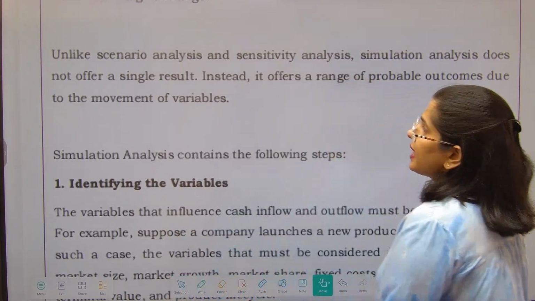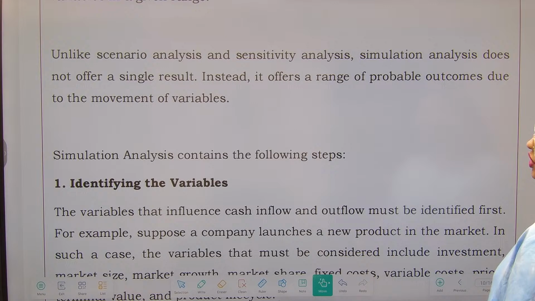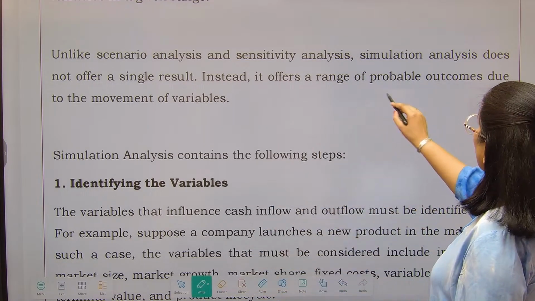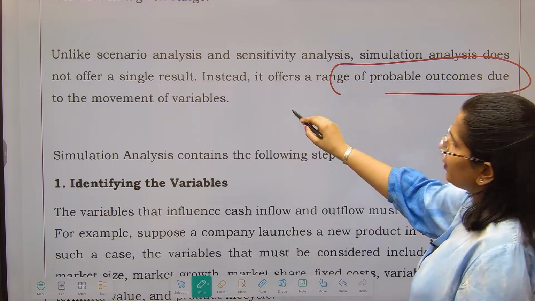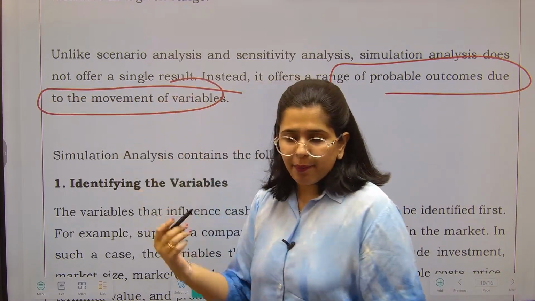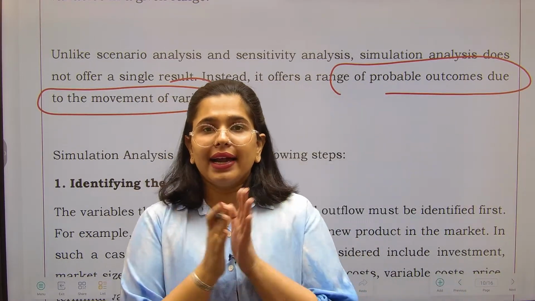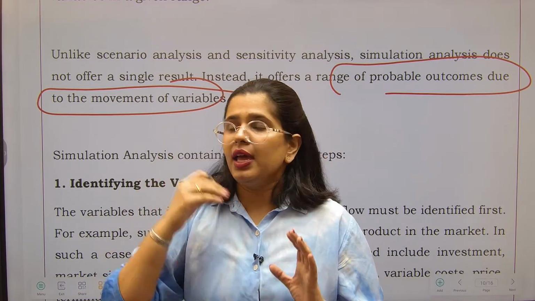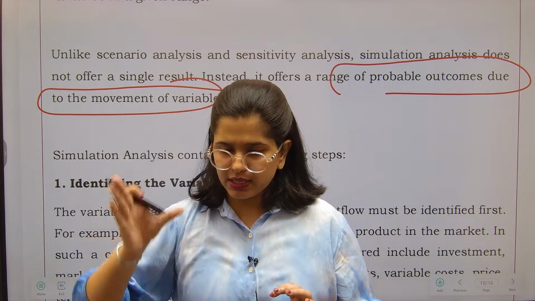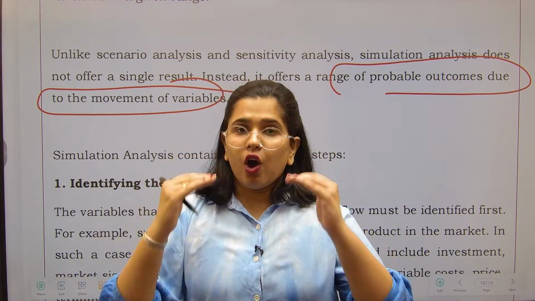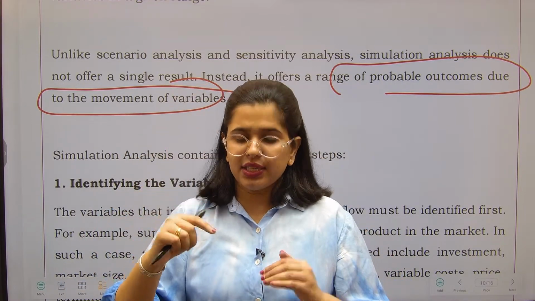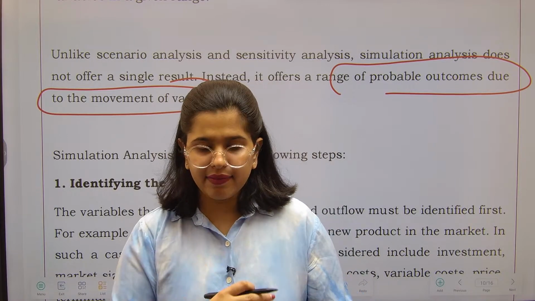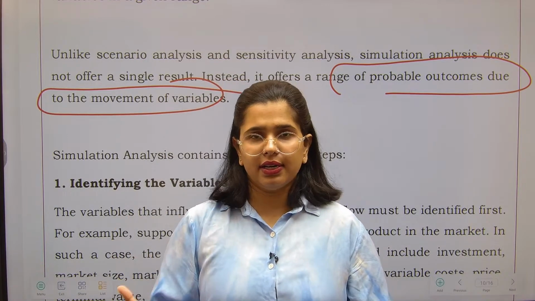So unlike your scenario or sensitivity analysis, simulation does not offer you a single result. It offers a range of probable outcomes due to the movement of variables. Because it is a computer model, it tells you that if interest rate changes to 12%, this is going to be your NPV. Interest rate changes to 15%, this is going to be your NPV, right? Along with interest rate, if other factors change, then this is going to be your NPV. So this is how they are deciding, right? They are giving you a probable result, not just one result, okay?